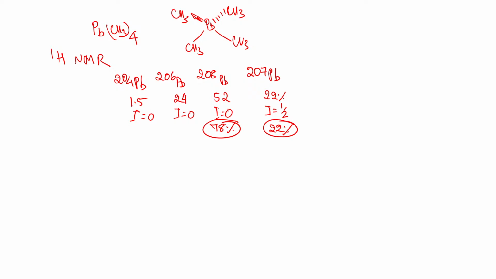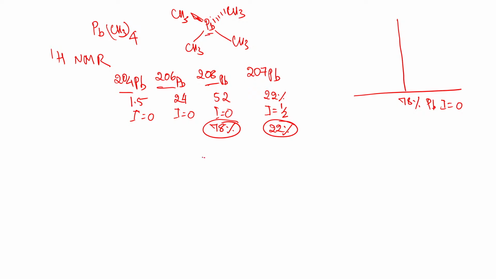So in that case, what happens when you look into 1H NMR? The 1H would interact with I equals 0, so in this case there is no coupling. You get one line here. This accounts for 78% of lead with I equals 0, that includes all these 3 components. Now the remaining 22 is there. This 22, what happens? This will couple with this hydrogen to give a doublet.